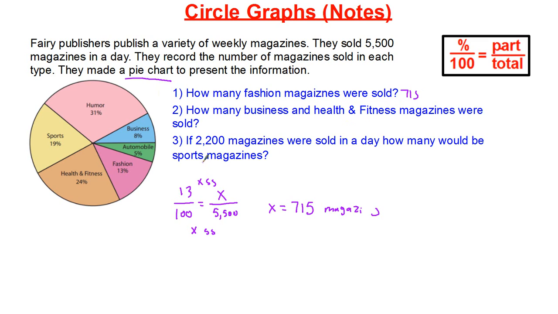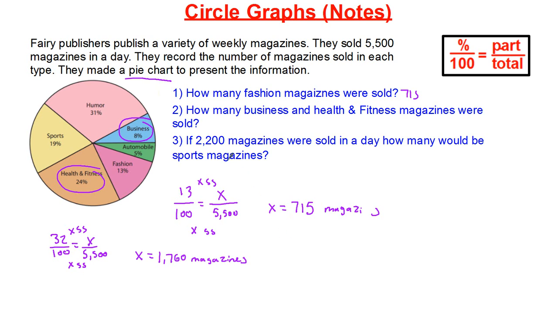How many business and health and fitness magazines were sold? So business is here, which is 8. Health and fitness is here, which is 24. So 24 plus 8 is going to give me 32. So we have 32% out of 100%. I could go ahead and just combine them. I can calculate them separately and then combine them at the very end, but it'll just be easier to combine them right now. So this is going to be x over, once again, 5,500. I already know my scale factor, so I know I'm going to multiply by 55. So x is going to be equal to 1,760 magazines.